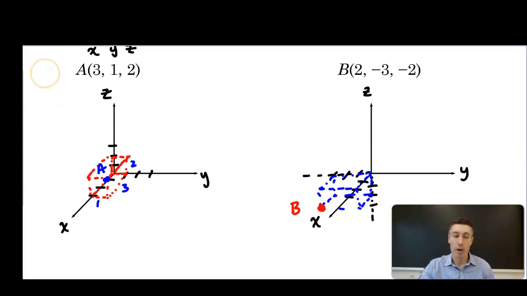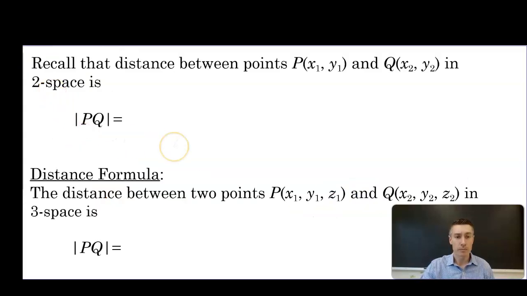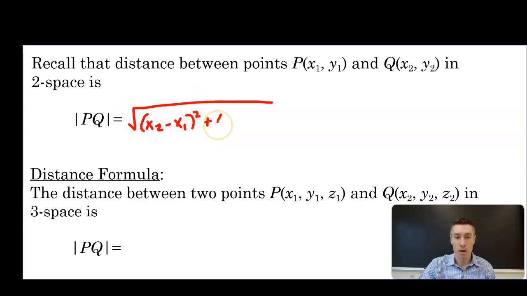Okay, so now that we have points in the coordinate system defined, let's talk distance, right? Distance between points more particularly. So if we recall, the distance between points x1, y1 and x2, y2 in 2 space is the square root of x2 minus x1 squared plus y2 minus y1 squared. Right? That's the distance formula. It comes from the Pythagorean theorem, something we're all familiar with.